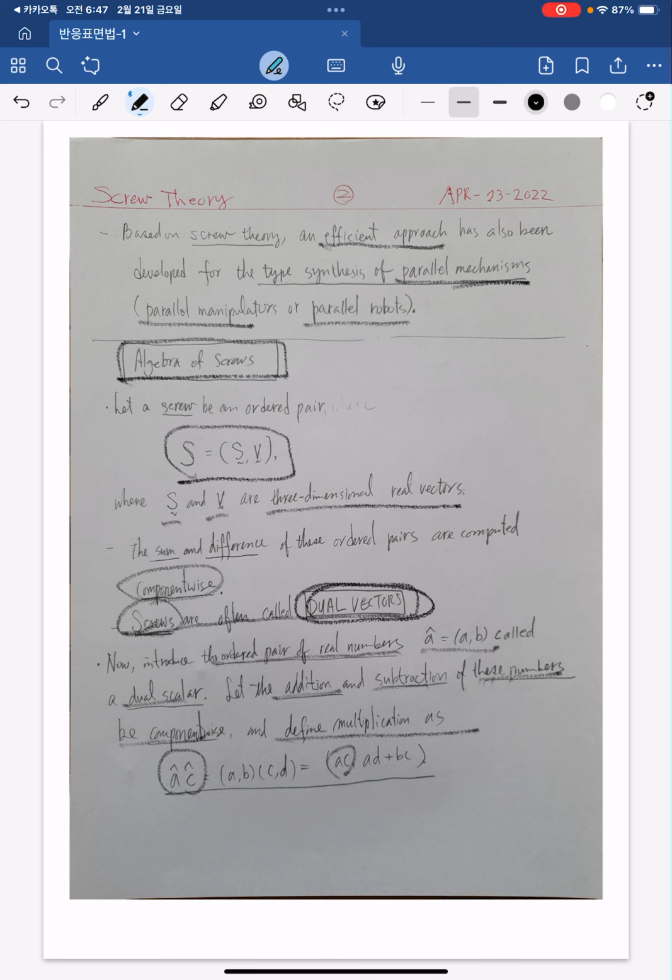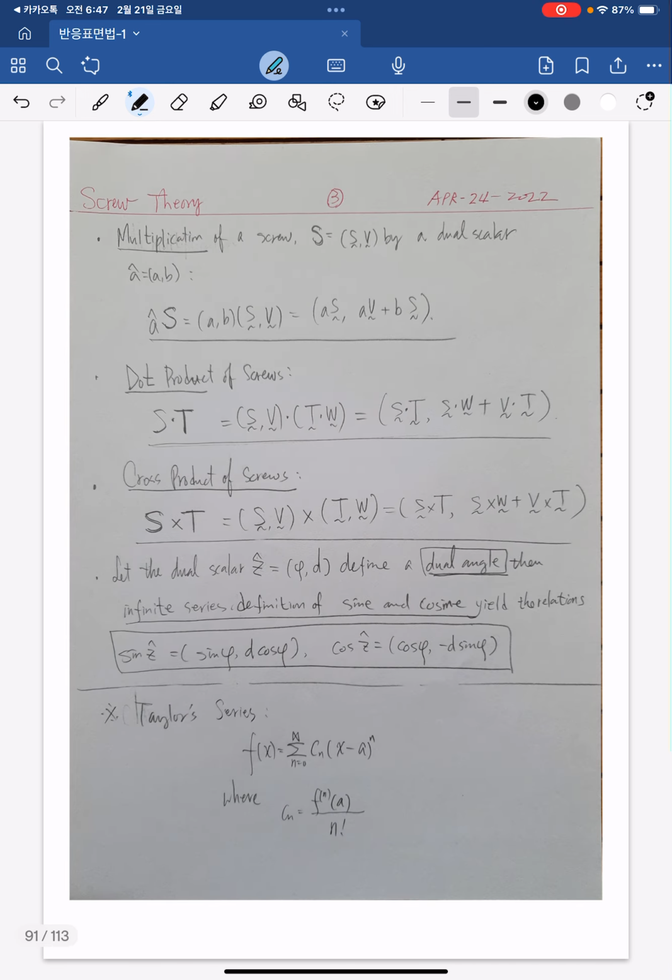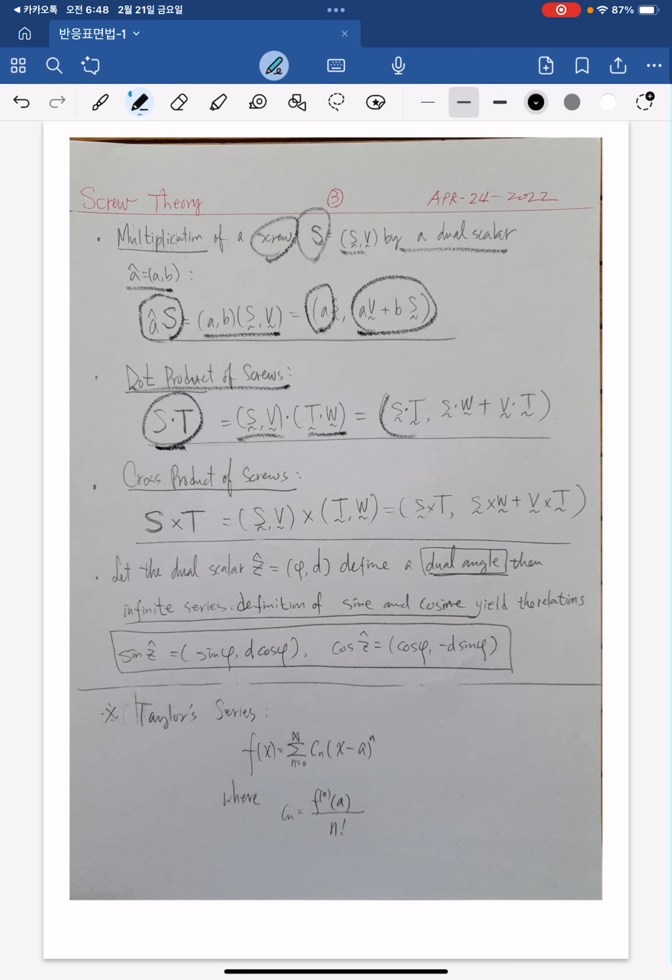(a, b)(c, d) = (ac, ad + bc). Multiplication of a screw S = (S, V) by a dual scalar â = (a, b) gives (aS, aV + bS). The dot product of screws S and T is S·T = (S·T, S·W + V·T), and the cross product of screws is S×T = (S×T, S×W + V×T).